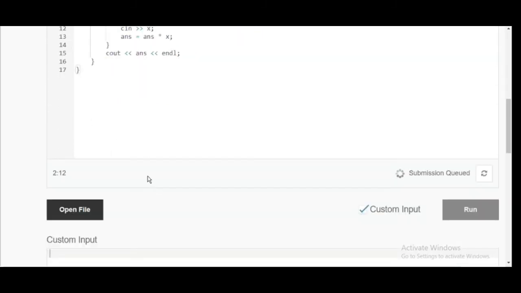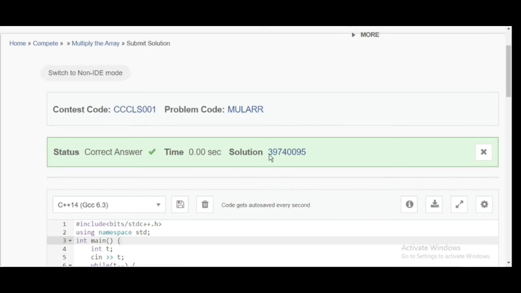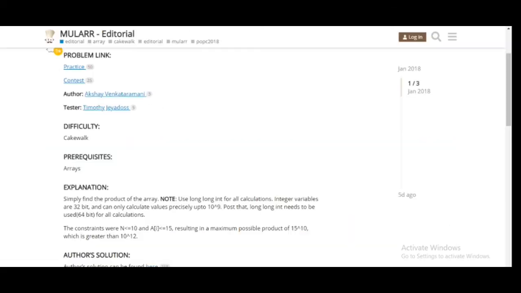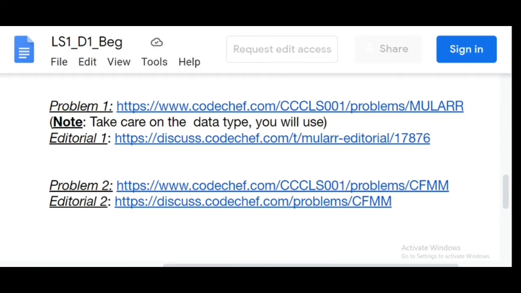Submission is pending. Let's wait for a while. By the way, I already submitted this, so there should not be a problem. Correct answer. Okay, now we have done this, and the editorial is also here. Now problem 2. Let's talk about problem 2. Little harder. I mean, for us it is very hard because we are starting the game.